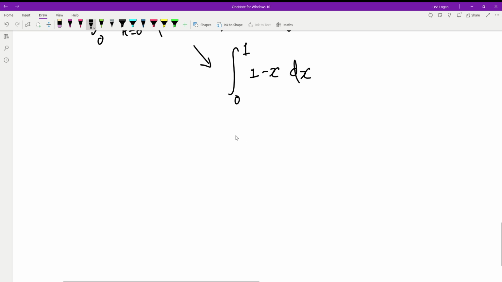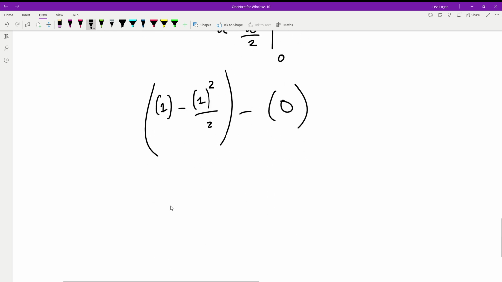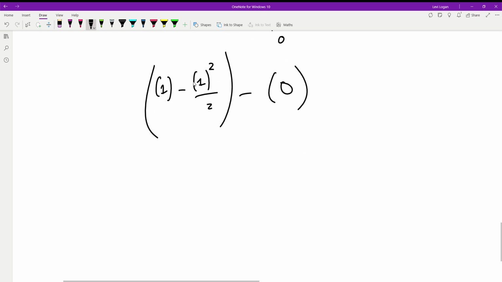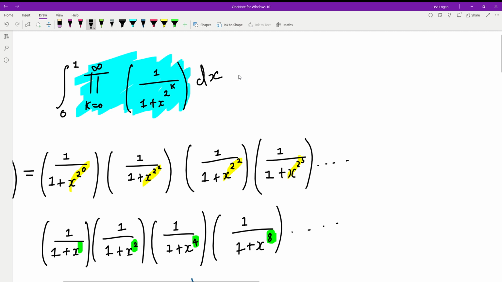This we can just use the power rule. So this would just be x minus x squared over 2, evaluated from 0 to 1. Plug in 1 first, so you get 1 minus 1 squared over 2, minus 0, because that next term would be 0. 1 minus 1 squared over 2 is just 1 minus a half, so the answer is a half. So this crazy integral at the top here is just equal to a half. Ta-da! So that's an MIT integral qualifying question for the integral B.